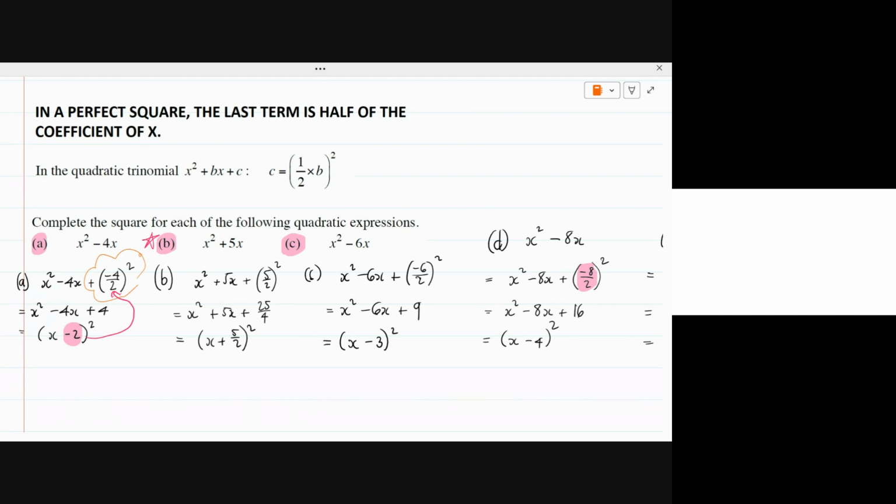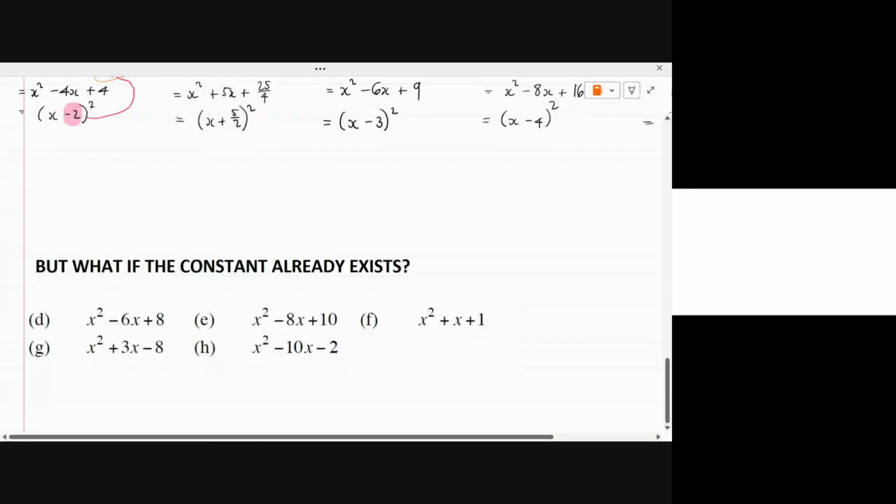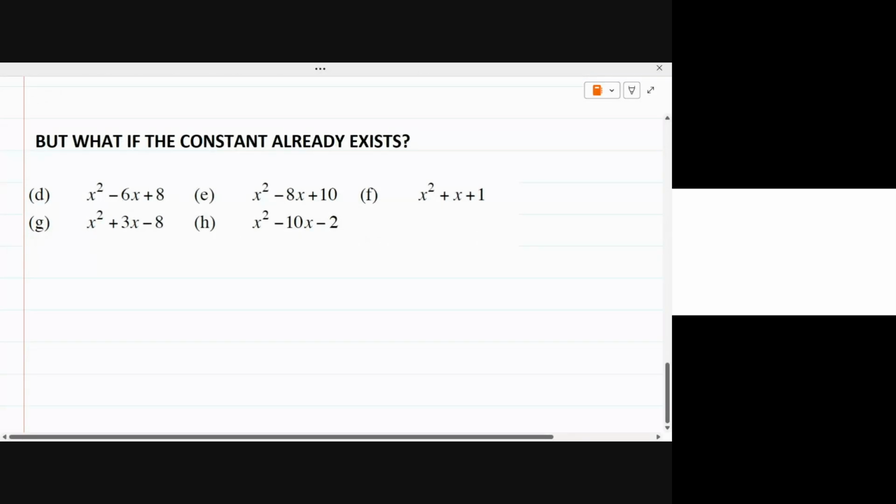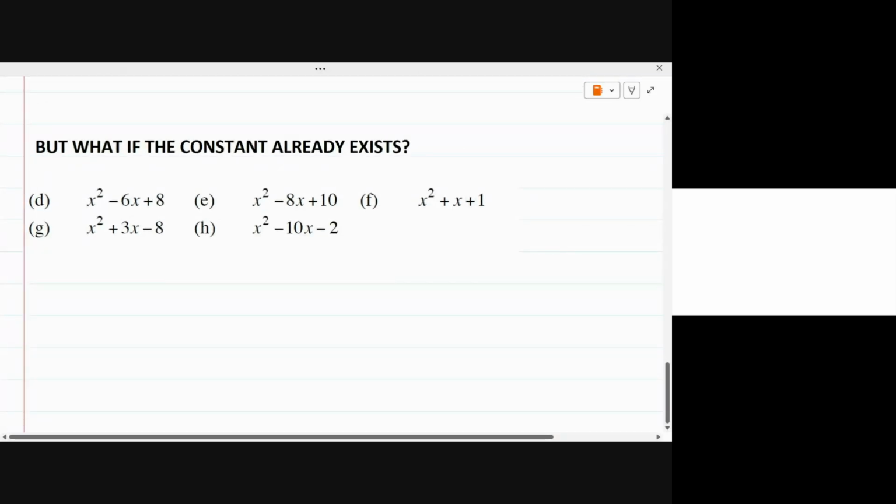We've completed the square, but we're going to take it a little bit further. I want us to understand that when we add numbers, we need to add them in such a way that we are manipulating the mathematics for our own purposes. Let me tell you what I mean. Let's look at one of these questions. I want you to factorize question D, please.